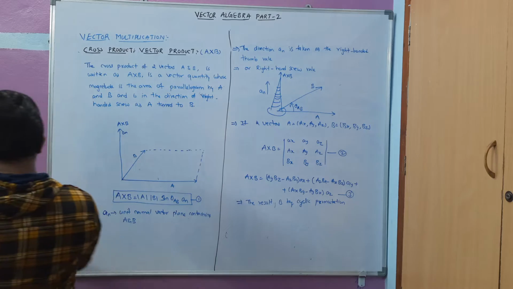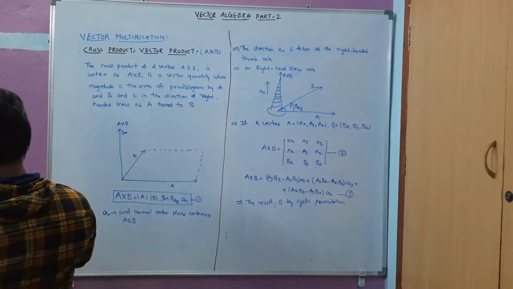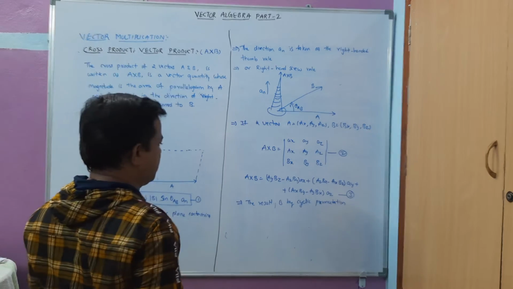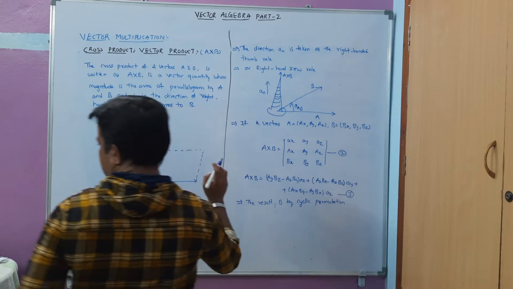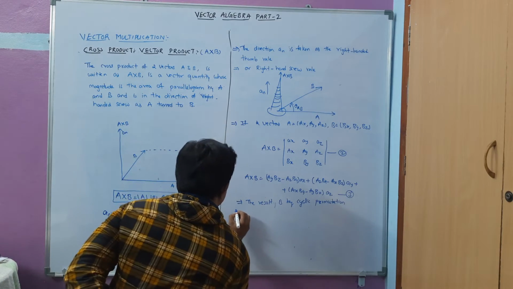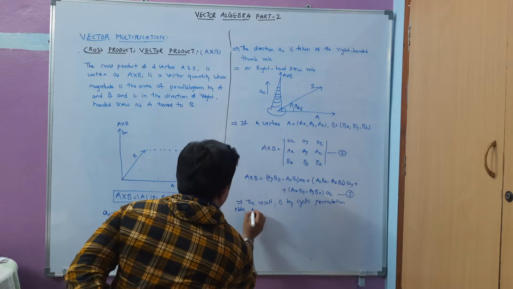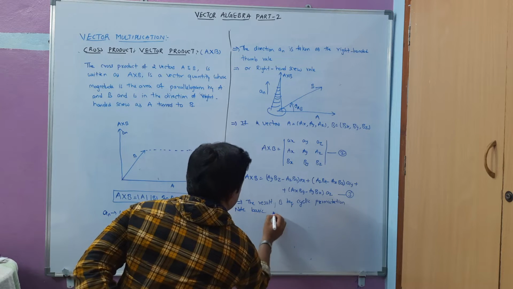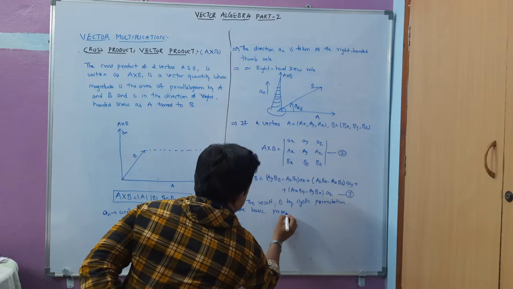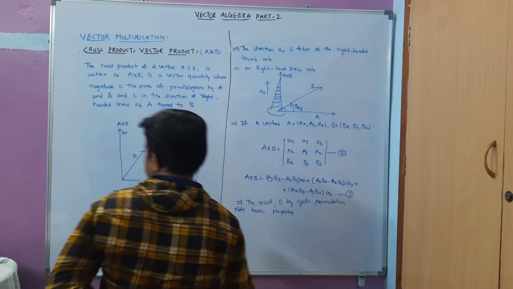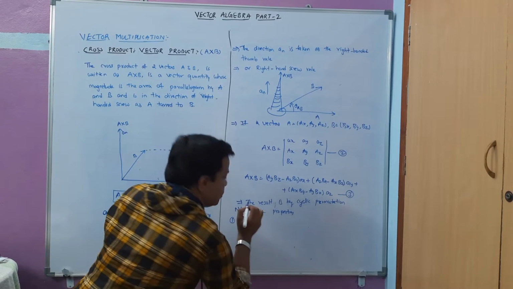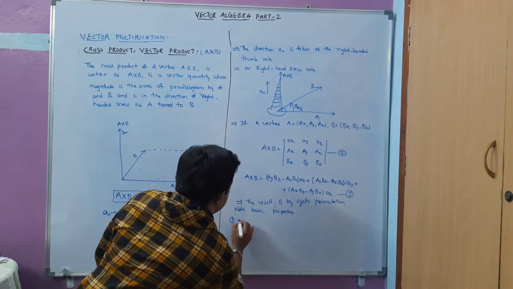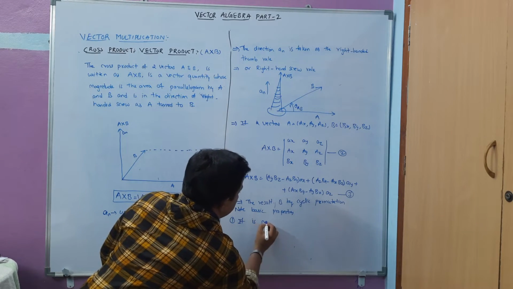Next we will go to the next one. As we have seen the properties of the dot product, let us see here the basic properties of the cross product. First one, what is the first one? Commutative law. Okay, so it is not commutative. Actually it is not going to satisfy commutative law.